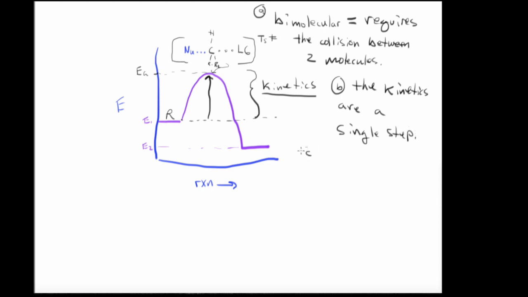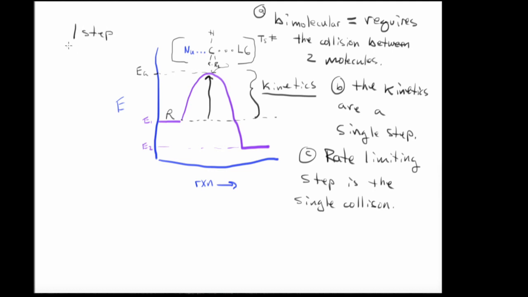Okay, let me clarify that. C, the rate limiting step is the single collision. There's only one step in this reaction. So it's one step kinetics, that's it. All right, and with that, I'm going to close the lesson.